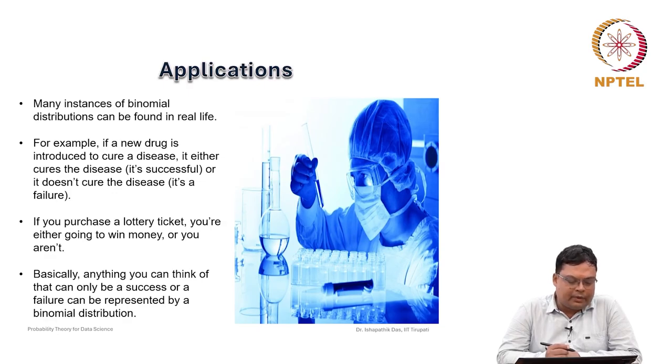For example, if a new drug is introduced to cure a disease, it either cures the disease, it is successful, or it does not cure the disease, it is a failure. If you purchase a lottery ticket, you are either going to win money or you are not. So basically, anything you can think of that can only be a success or failure can be represented by a binomial distribution.